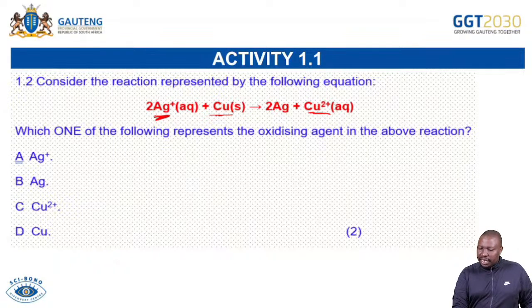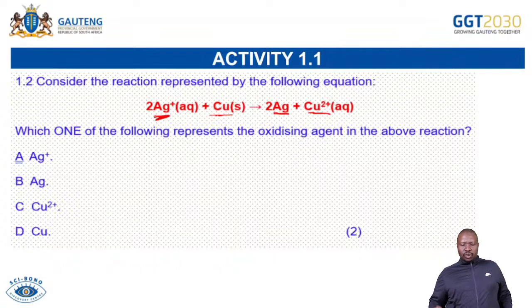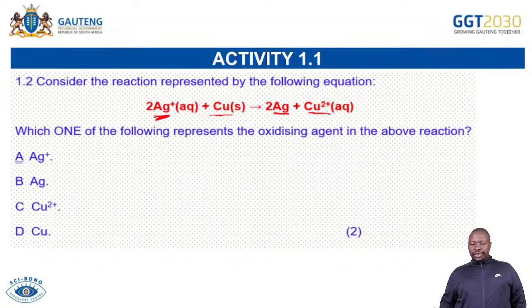Ag plus will gain electrons to become Ag. So you are able to see which one will be reduced. So your question can be in that form. On this question, it was which one of the following represents the oxidizing agent in the above reaction, and they were saying the oxidizing agent is Ag plus.